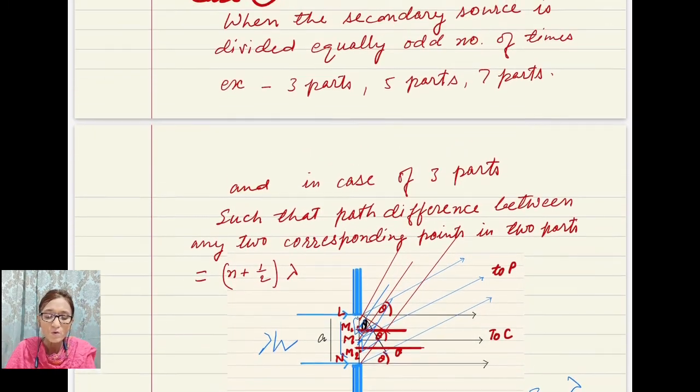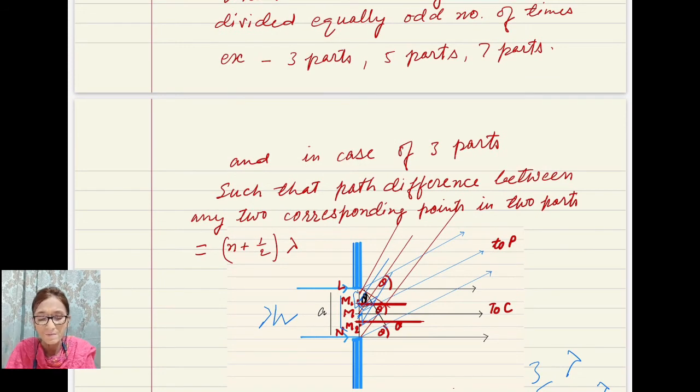Now, when you take a larger path difference, instead of 1 you put the value of n as 2. So it will become 5 by 2 lambda. So when the path difference has increased, suppose here you have another wave. This was the first wave, and now the path difference has increased.